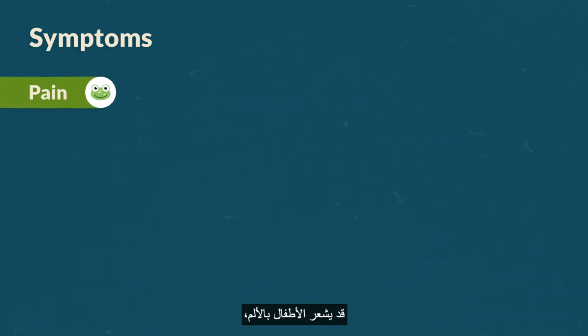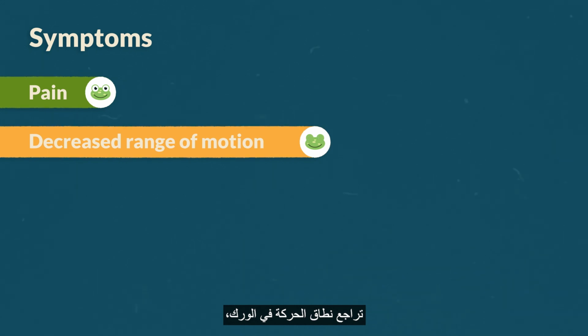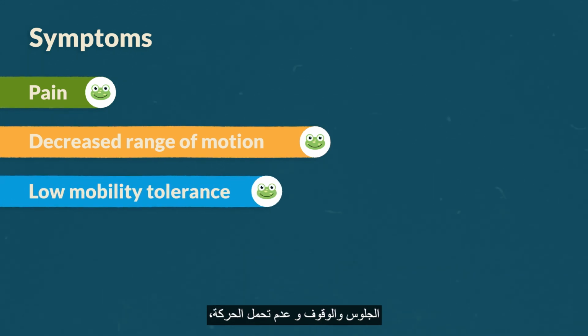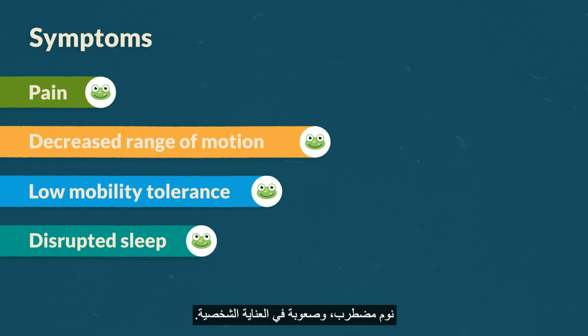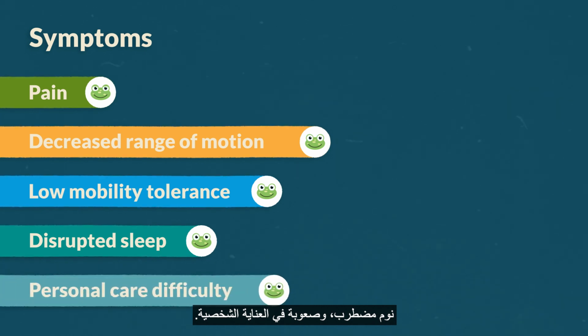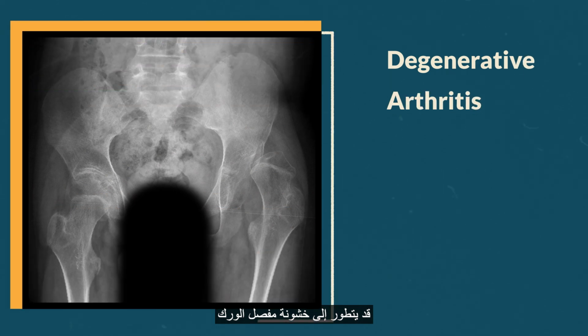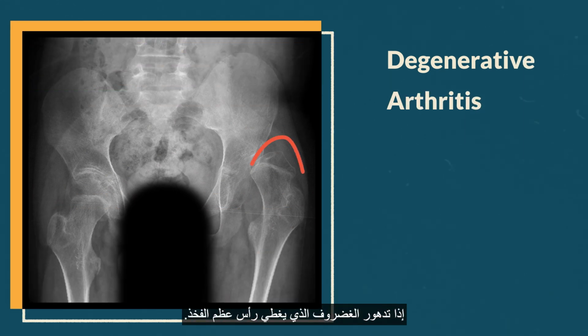With increasing hip displacement and dislocation, children may experience pain, decreased range of motion in the hip, poor sitting, standing, or walking tolerance, disrupted sleep, and difficulty with personal care. Degenerative arthritis may develop if the cartilage covering the femoral head deteriorates.